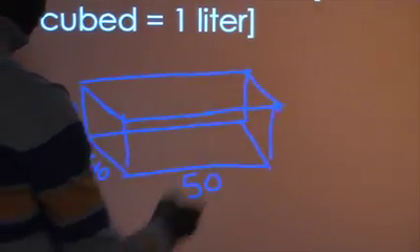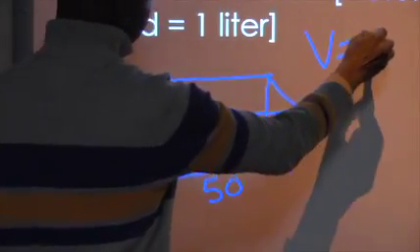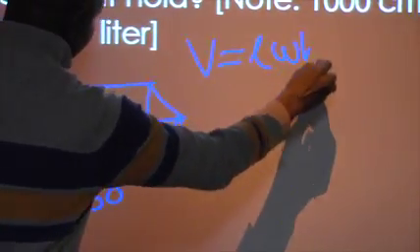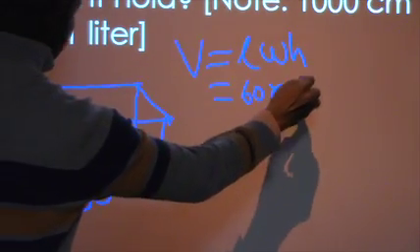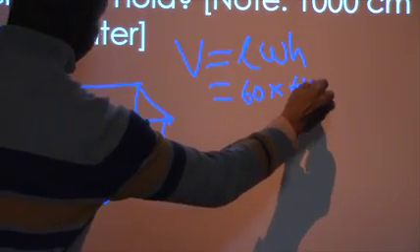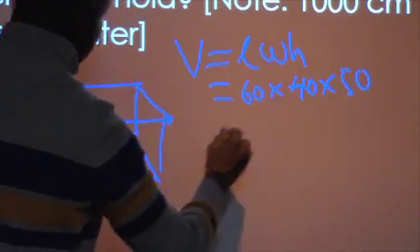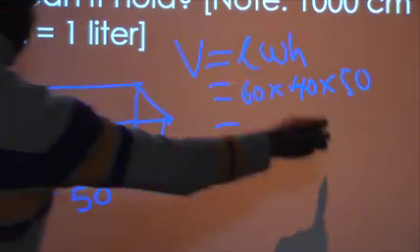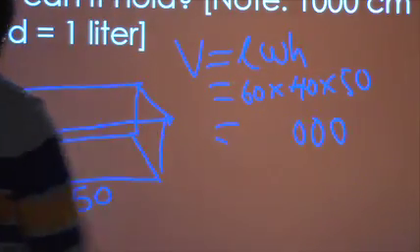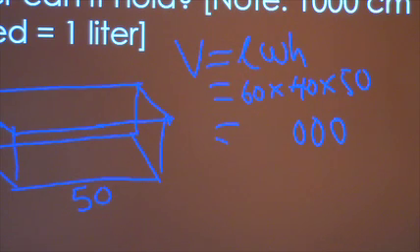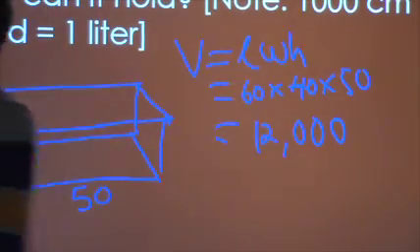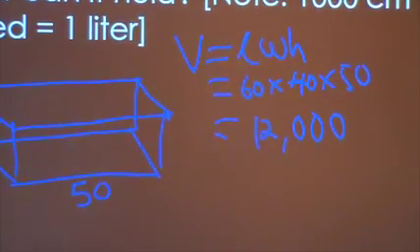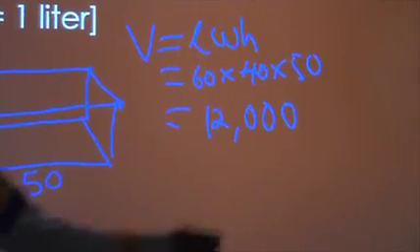So to find the volume of a figure like this, it is length times width times height. That's going to be 60 by 40 by 50. Now how do you multiply this? Count the zeros: 1, 2, 3. 5 times 4 is 20. 6 times 20 is 120. So we have 12,000.